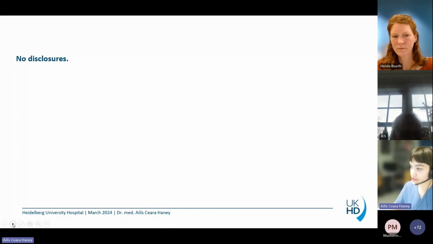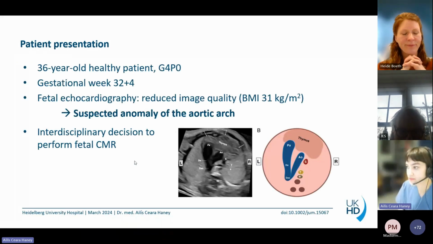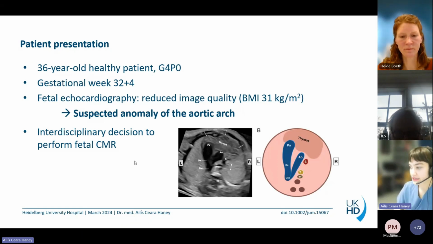I have no disclosures. This was a 36-year-old healthy patient. It was her 4th pregnancy. She'd had 3 miscarriages before. This patient presented to her local gynecologist, who also specializes in fetal echocardiography, and both he and his colleague were not able to visualize the aorta, the aortic arch, and the descending aorta in what would be called the 3-vessel trachea view, as you can see here at the bottom of the slide.